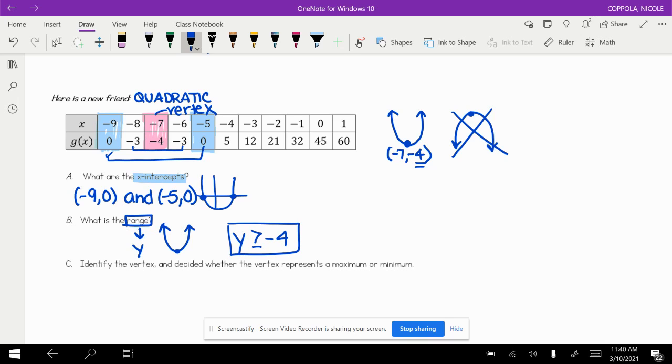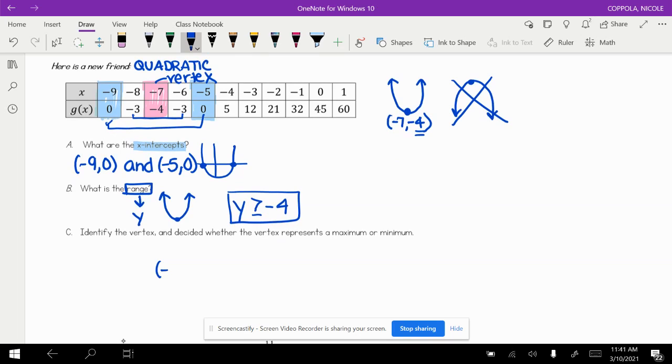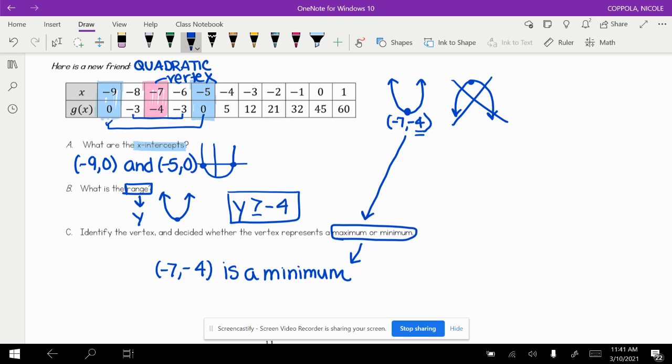Last but not least, identify the vertex. I already did that, -7, -4. And is it a maximum or minimum? Well, since I drew the picture, I know that the vertex is a minimum. All right, so I hope this was helpful to you to look at tables and analyze quadratics. It's been real.